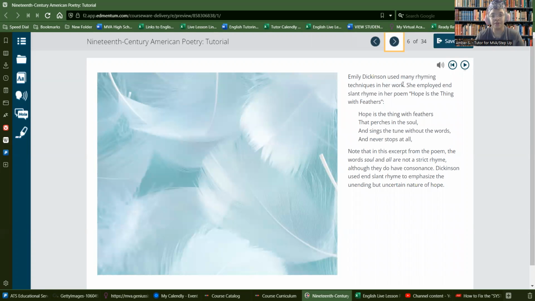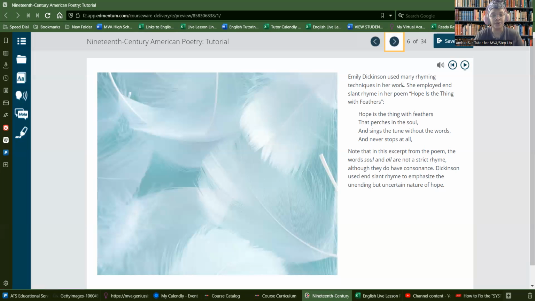Emily Dickinson's poems are usually very short. The poem they feature here is Hope is the Thing with Feathers. I'm going to go ahead and read it out just because it's so short. It says, hope is the thing with feathers that perches in the soul and sings the tune without the words and never stops at all. So in this excerpt, soul and all are not a strict rhyme. They do have consonance, so they both end with that L sound.